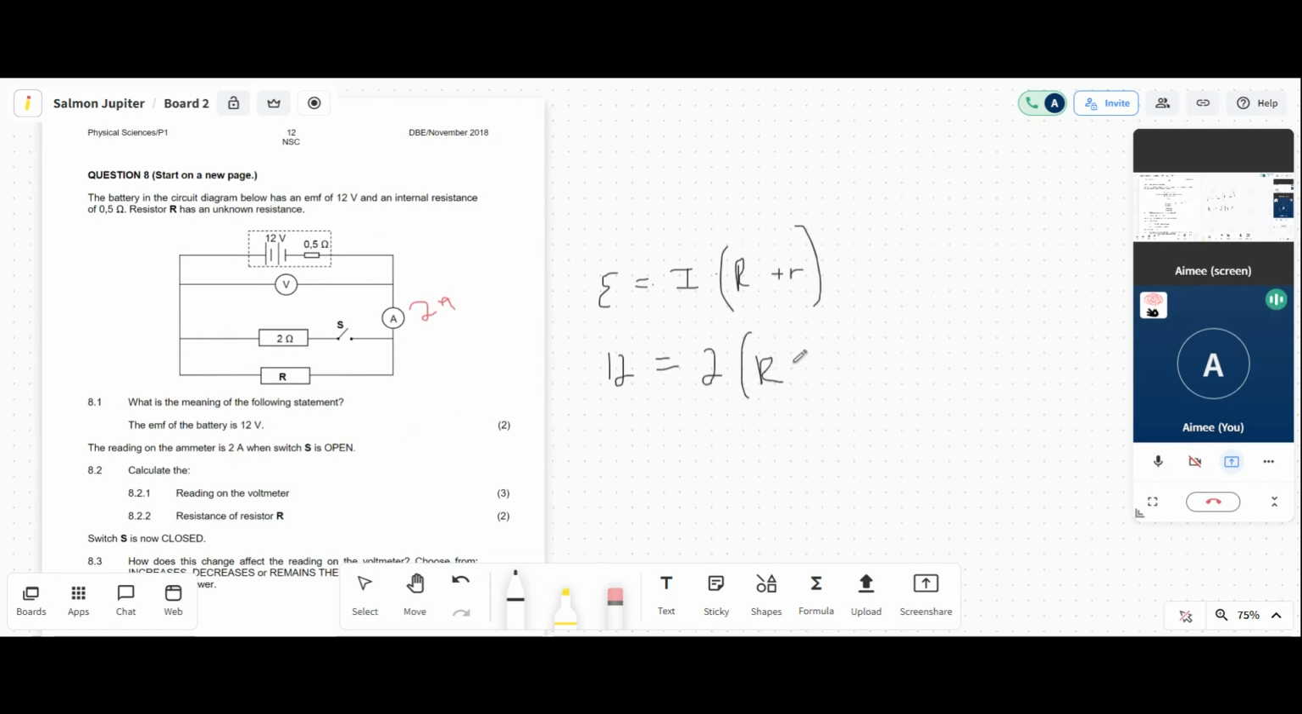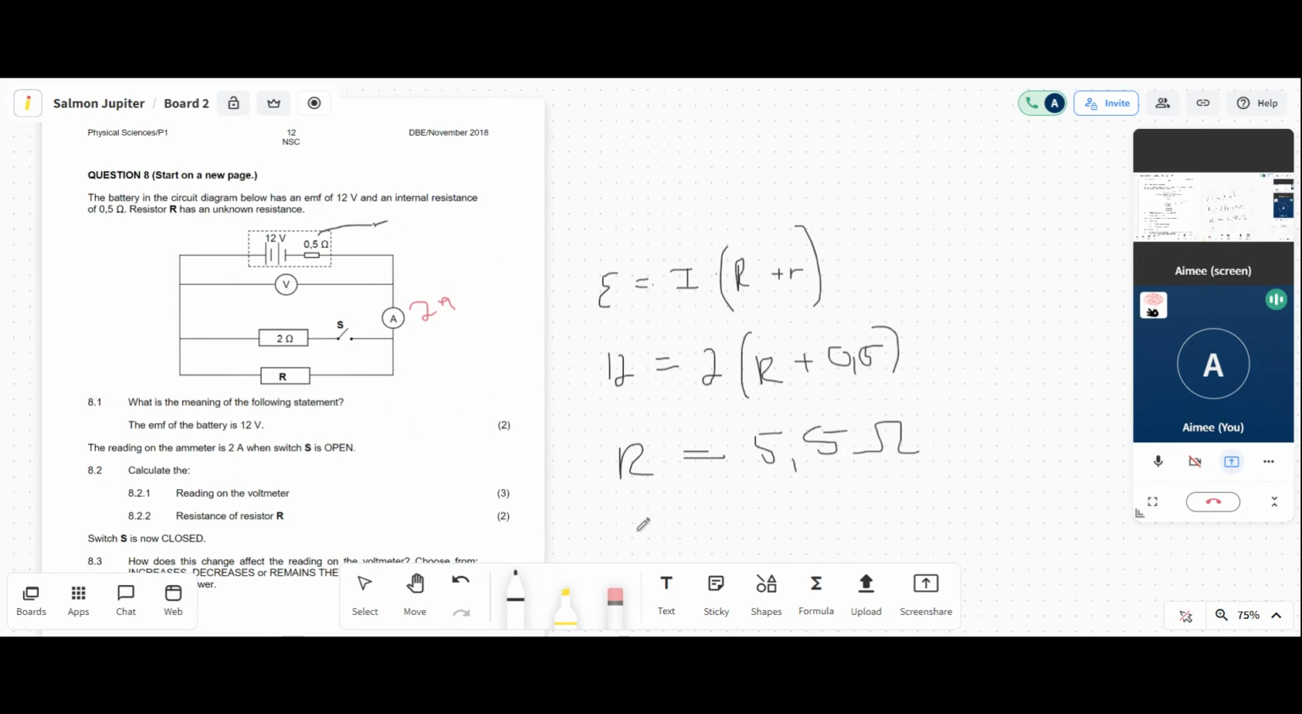We don't have R, but we do have internal resistance, which is small r. It's this value over here, small r. And we can calculate the resistance of resistor R here. So we substitute that into our calculator and we get a value of 5.5 ohms. Okay, but they weren't asking for the resistance of resistor R, they were asking for the reading on the voltmeter. So what do we do now?